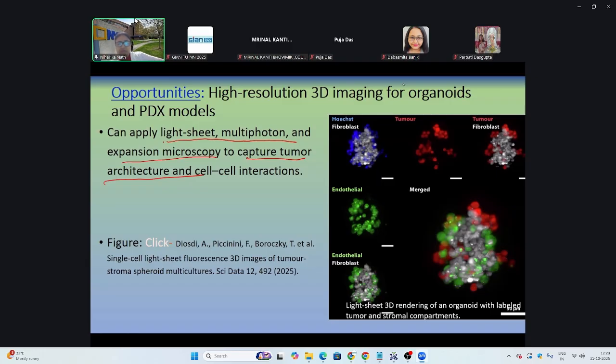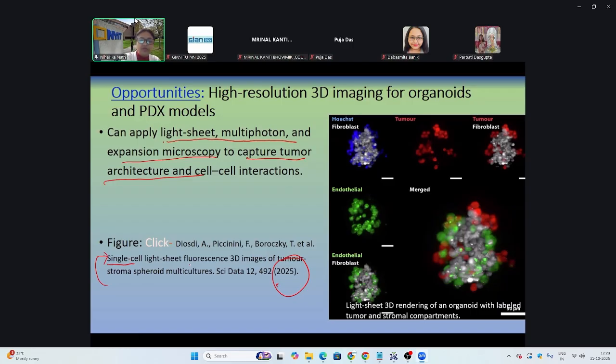And I have one from this particular paper. This is a 2025 paper, and it is single cell. They are able to look at, in that organoid, which is almost looking like a tumor, this is an organoid that was made artificially, and they can find single cells.